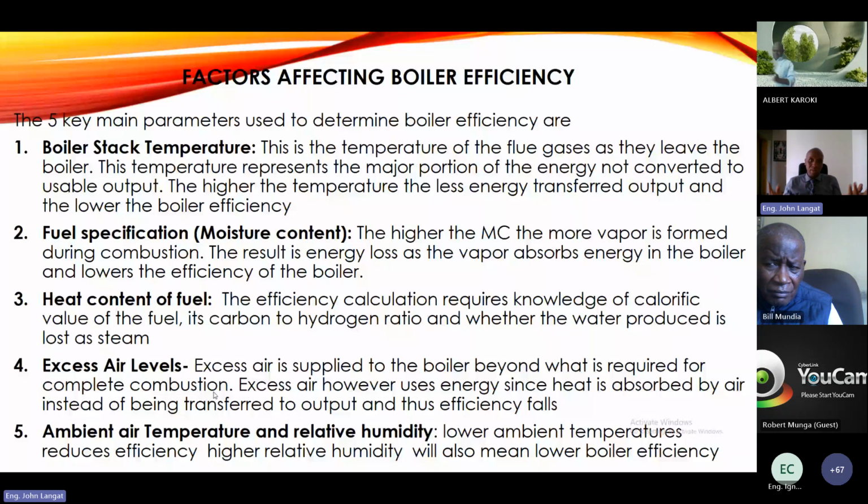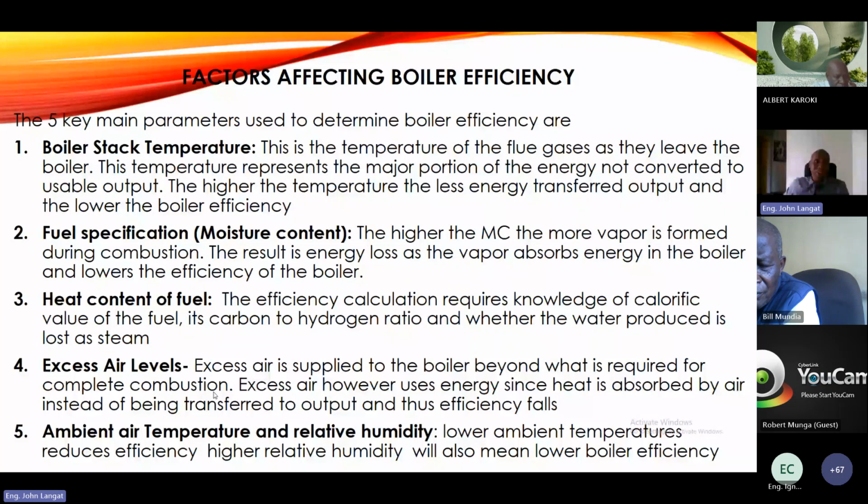What is causing it? Are you overfiring? Are you supplying too much air in it? Or is there less flow inside the boiler? Or the pressure drop across the boiler is too low, so that the residence time for heat transfer doesn't happen, so that the heat escapes. Those are things you need to find out.